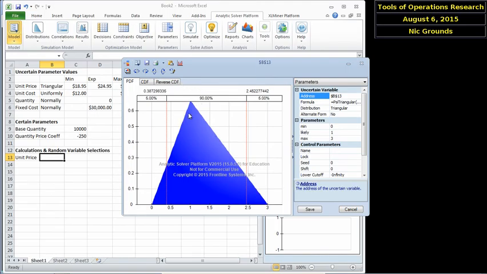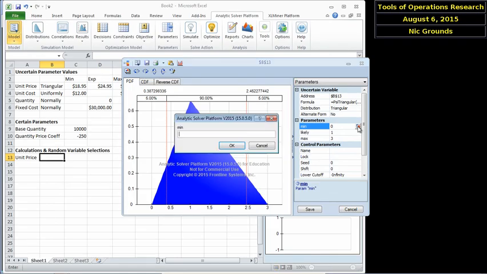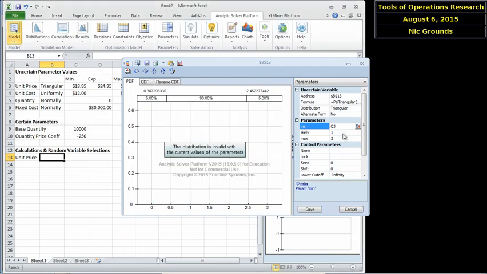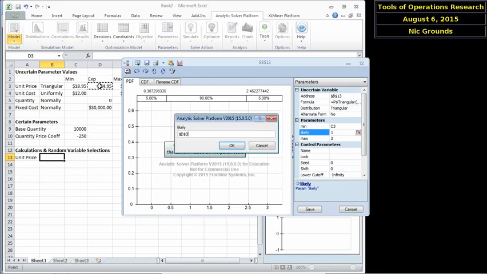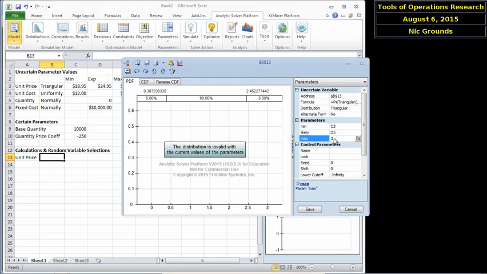So that brings up the probability distribution graph to represent a triangular distribution with some values already filled in. However, we know what value for min, likely or expected, and max we want to use. In this case, for min, I'm going to choose this little button with the little red arrow on it, to say for the min value, I actually want to use cell C3. That's the minimum of the triangular distribution I want to use for my unit price. Okay, and the likely value is going to come from cell D3, and then if you want to, you can just type it in, there you go, E3.